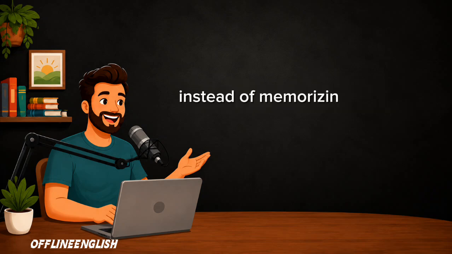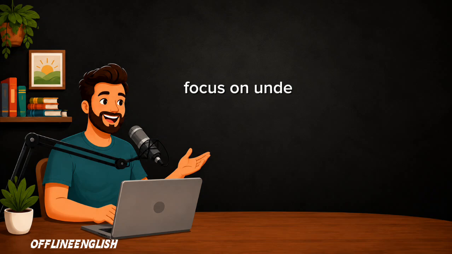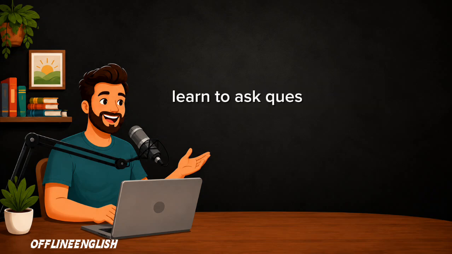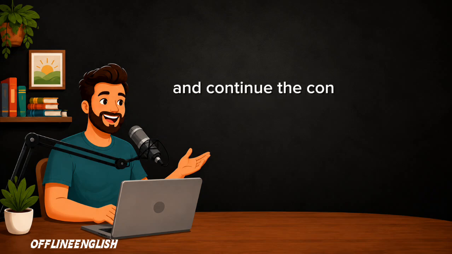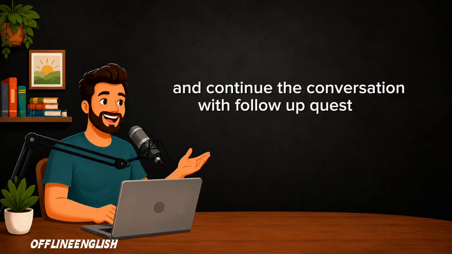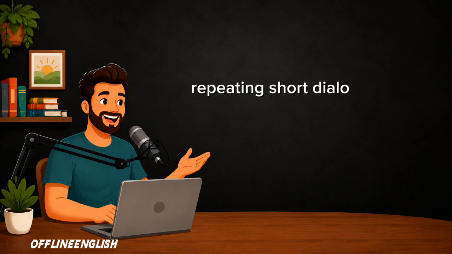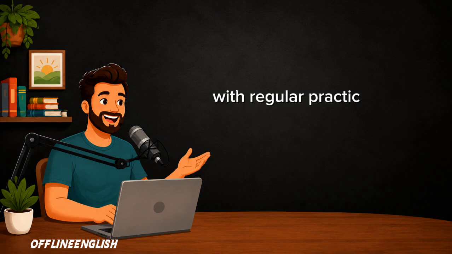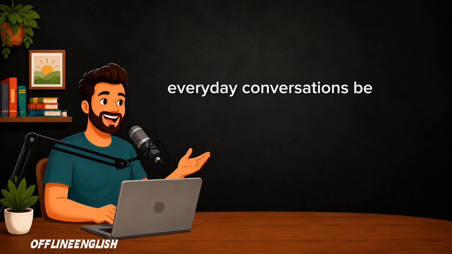Instead of memorizing scripts, focus on understanding the purpose of each sentence. Learn to ask questions naturally, respond clearly, and continue the conversation with follow-up questions. Repeating short dialogues several times helps your brain produce English automatically. With regular practice, everyday conversations become smoother and more enjoyable.